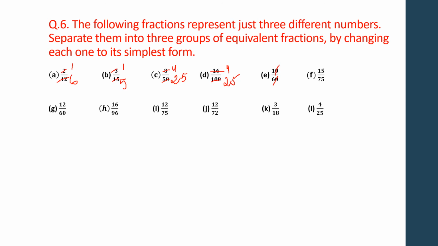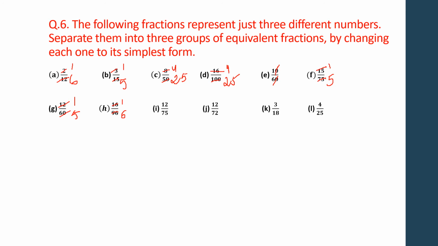Now 1 by 6. 15 and 75. 15 1s are 15 and 15 5s are 75. Now 12 and 60. 12 1s are 12. 12 5s are 60. 16 and 96. 16 1s are 16. 16 6s are 96.